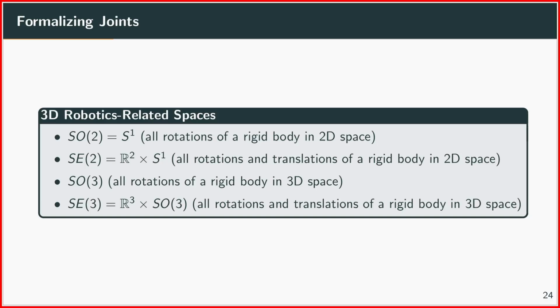And we have the same also for 3D. We have SO3, all rotations of a rigid body in 3D space, and SE3, which is the same but for all rotations and translations. Yeah, any questions?